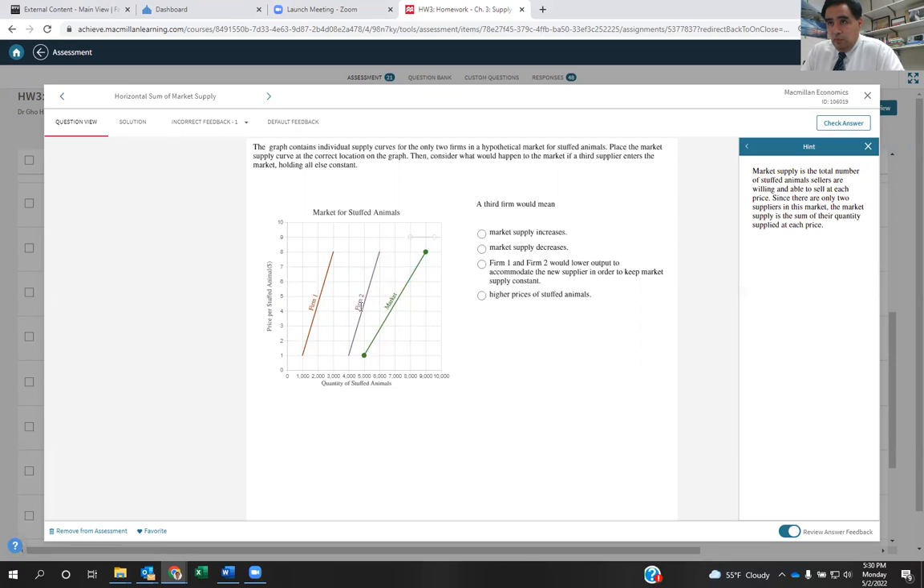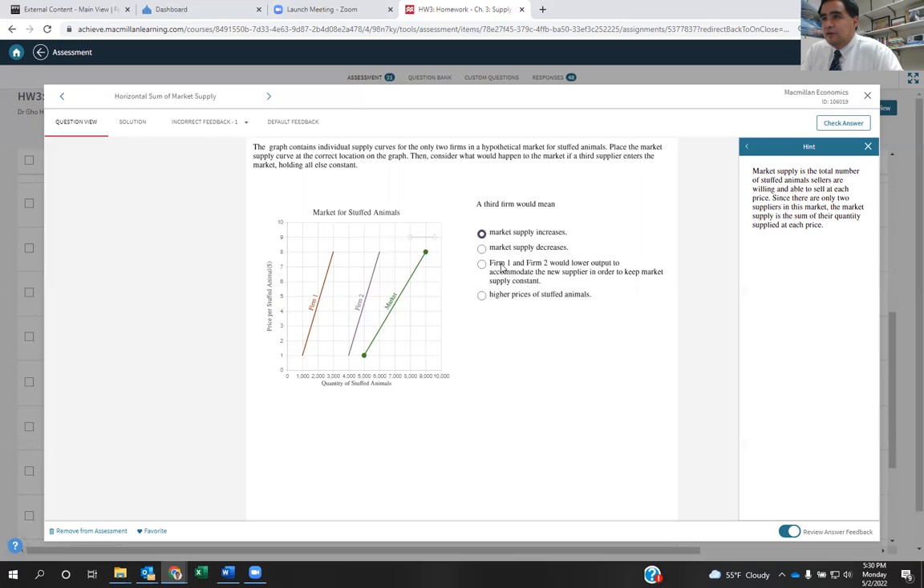If firm 2 went away, the entire market supply would look like firm 1. If firm 1 went away, the entire market supply would look like firm 2. If they both went away, then for the supply curve, excuse me, not demand, it would just be nothing at all. So as long as both firms are in there, this is what the market supply curve will look like. A third firm would mean a market supply increase. Yes, if you had one more firm, you'd add up each one of the entire supplies for those.